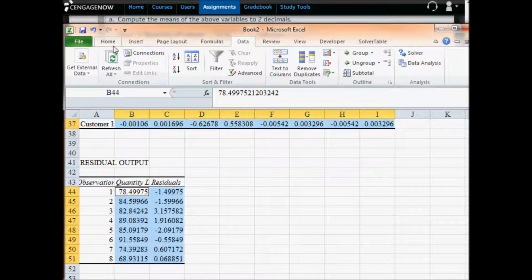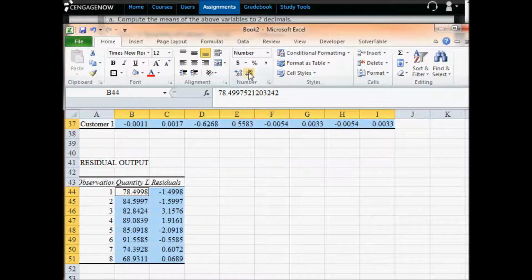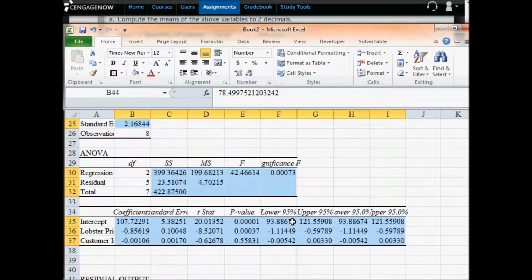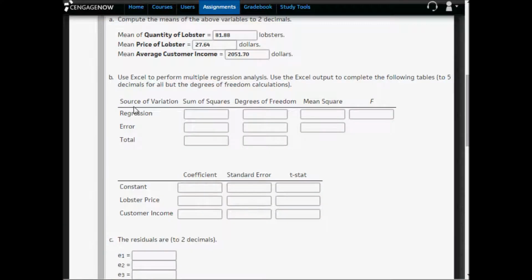And then I'm going to shrink the number of decimal places to 5. Okay. Now the first table I need to fill out is the ANOVA table, or Analysis of Variance table. I have sum of squares, degrees of freedom, and mean square columns.